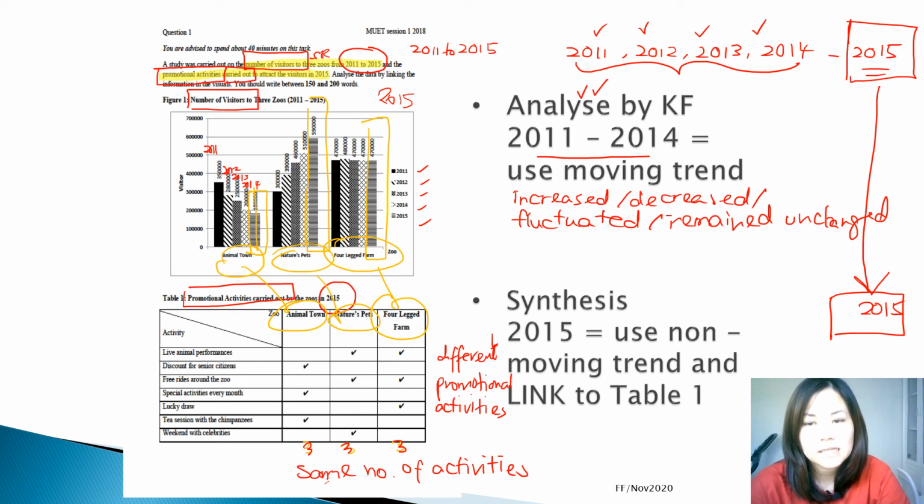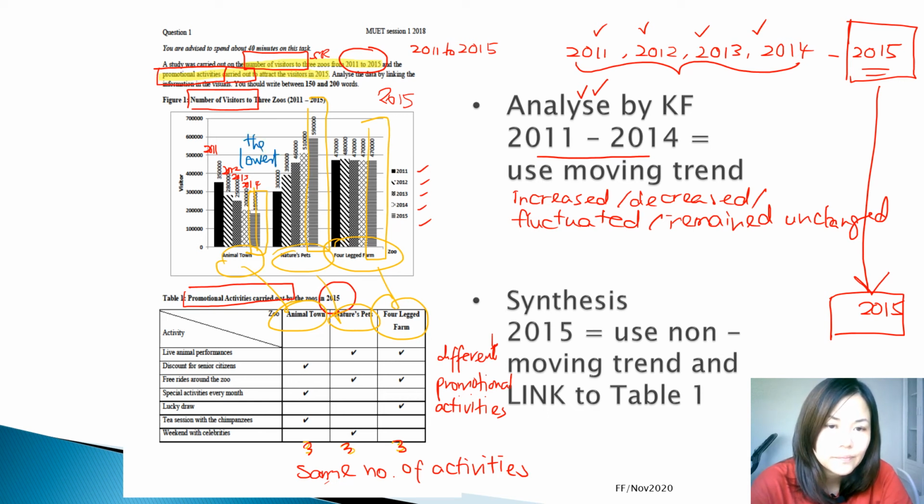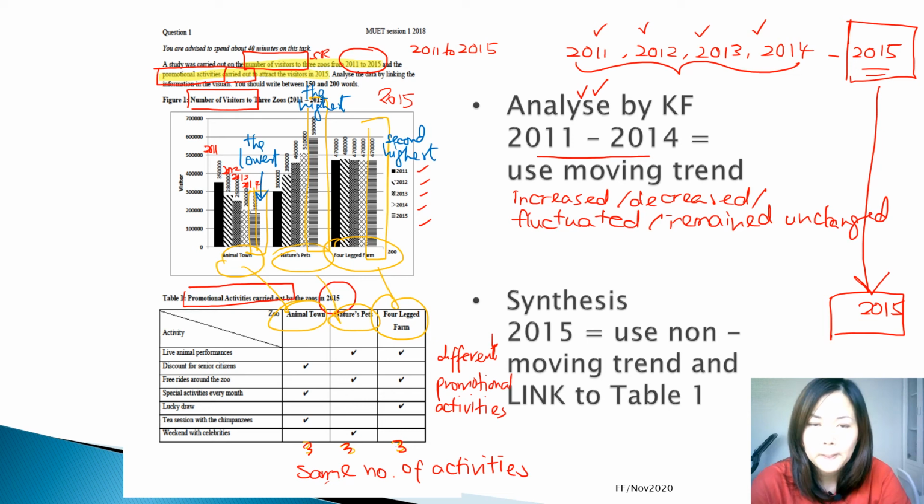Okay, but in terms of the synthesis that you make later, you can just simply link the lowest, okay, this one is the lowest, right? Okay, this one is the highest, and this one is the second highest, to the promotional activities. Okay, see that? All right.